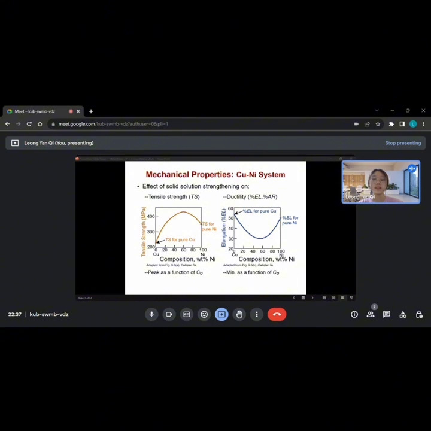As for the ductility graph, as weight percentage of nickel increases, the percentage elongation decreases until it reaches its lowest point at around 55% weight of nickel, before increasing until 50% of elongation at pure nickel. Thus, according to the two graphs, when the copper-nickel system reaches its highest tensile strength, its ductility is relatively low, and vice versa.